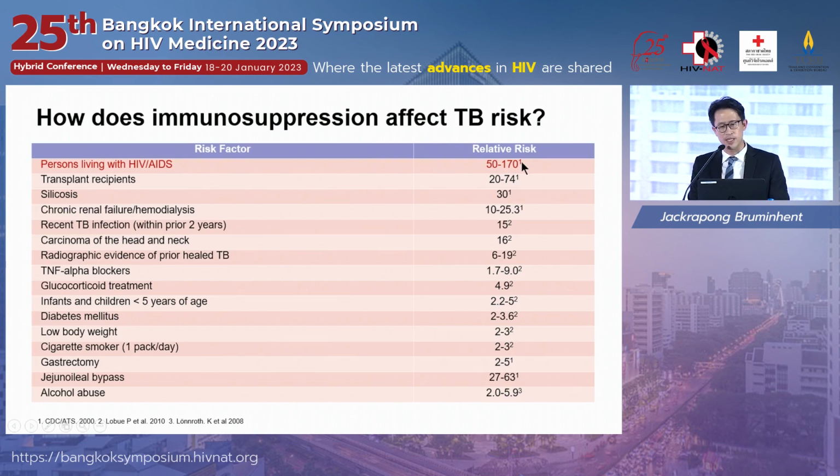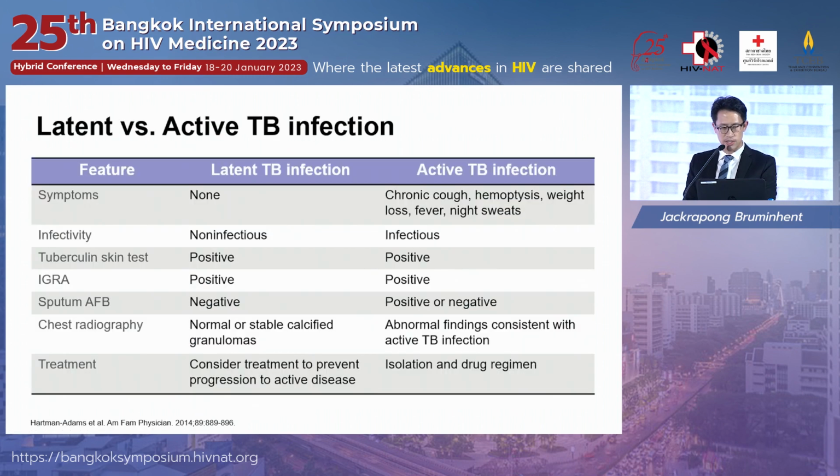The relative risk is higher, 50 to 170 times higher risk of developing TB disease, compared to other risk factors like transplant recipients, chronic medical conditions, low body weight, or alcohol abuse. HIV infection, especially with a low CD4 count less than 200, is a major risk factor for TB reactivation.